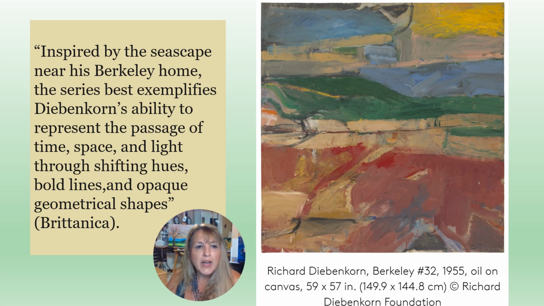This is inspired by the seascape near his Berkeley home, so Berkeley, California. And this kind of exemplifies his ability to represent time, space, and light with shifting hues, bold lines, and opaque, which opaque means not see-through, geometric shapes. So this is Berkeley, number 32. Very abstract.